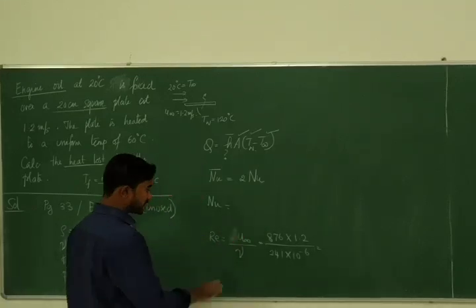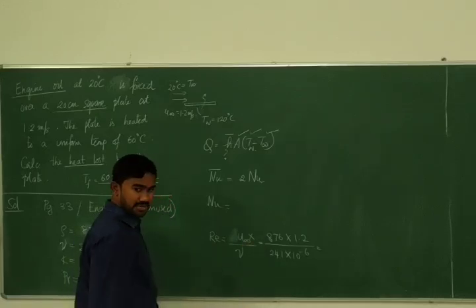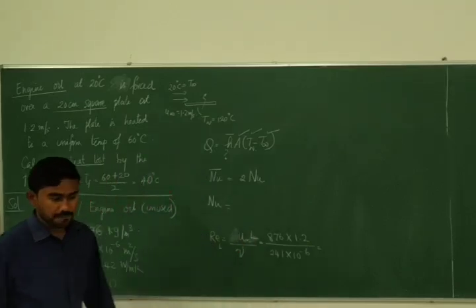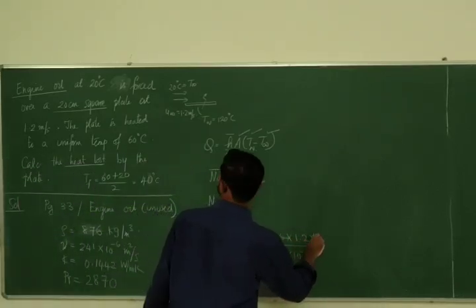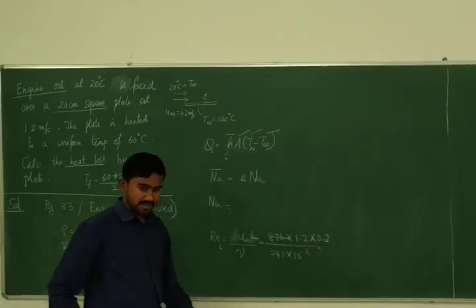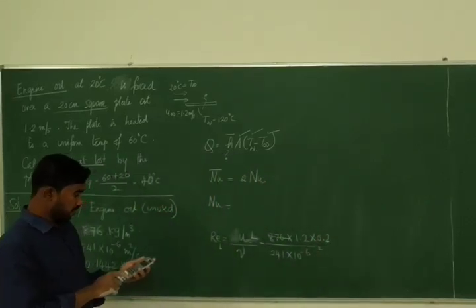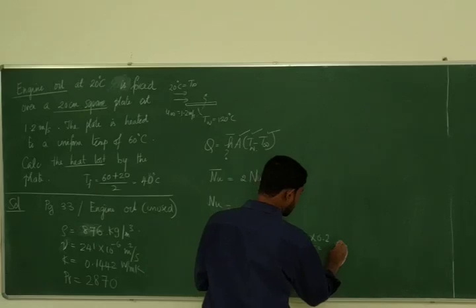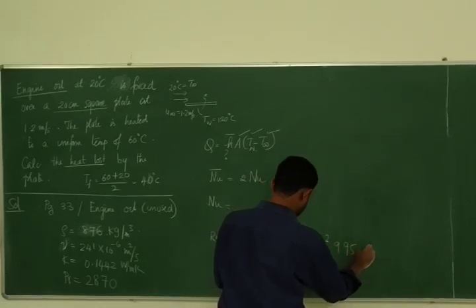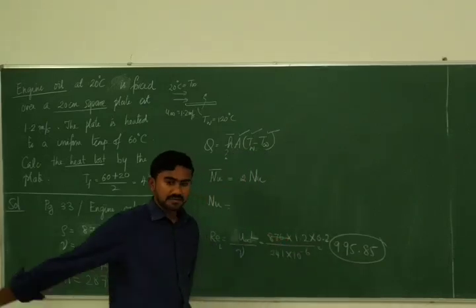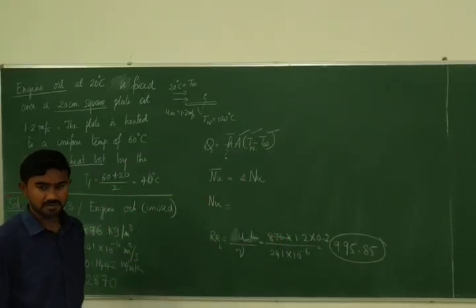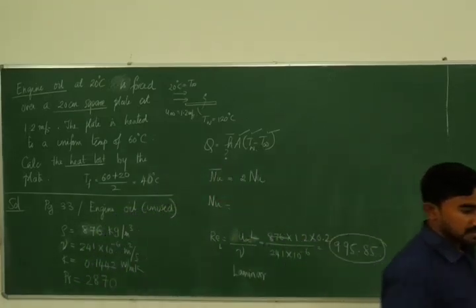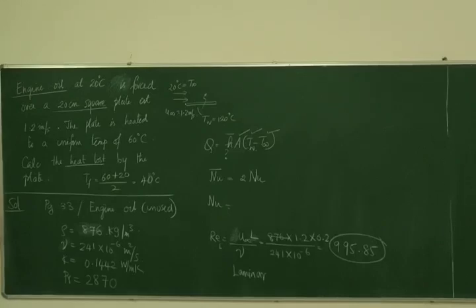I made a mistake. Reynolds number is U infinity x by nu, right? Here I am finding Reynolds number based on length, so it is U infinity L by nu. That's wrong. L is 20 centimeter or 0.2 meters. So it's 1.2 into 0.2 divided by 241 into 10 power minus 6. So at the end of the length of the plate, Reynolds number happens to be 995.85. Clearly less than 5 into 10 power 5. It's a very small Reynolds number, so the flow is definitely laminar.